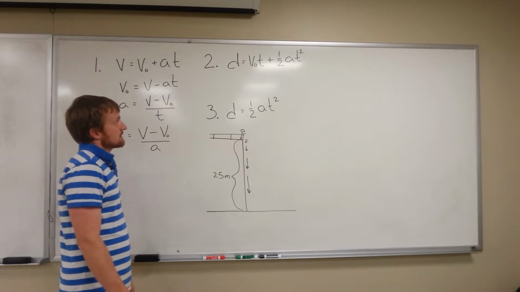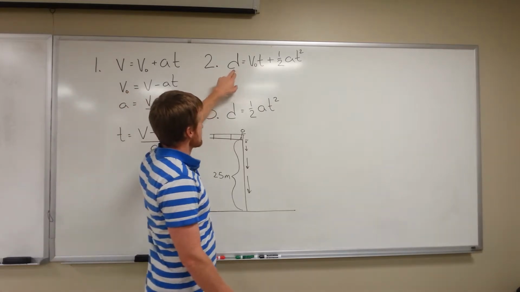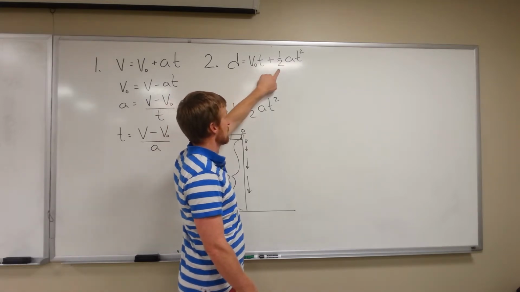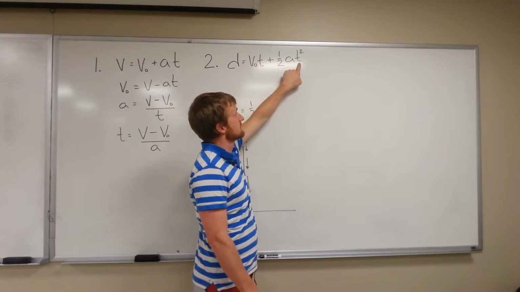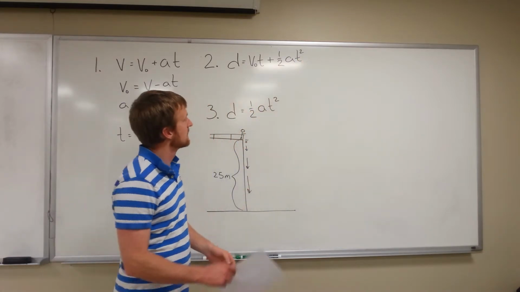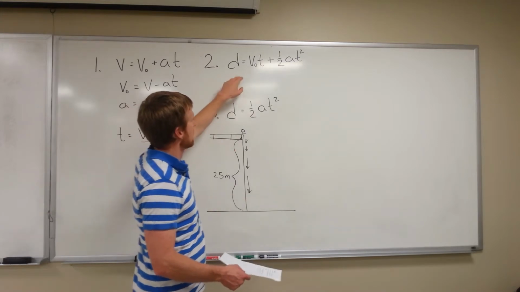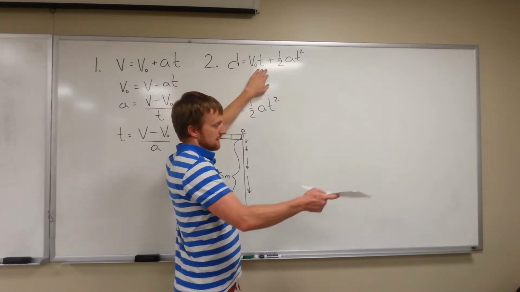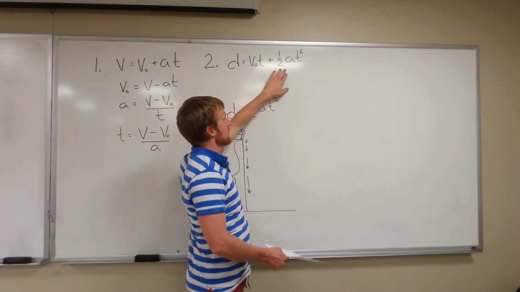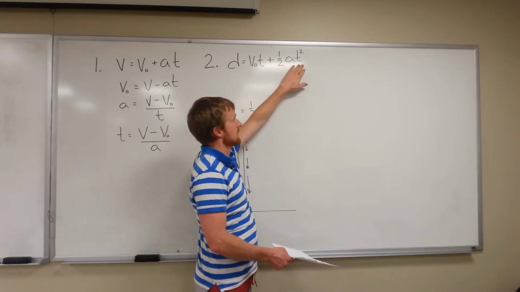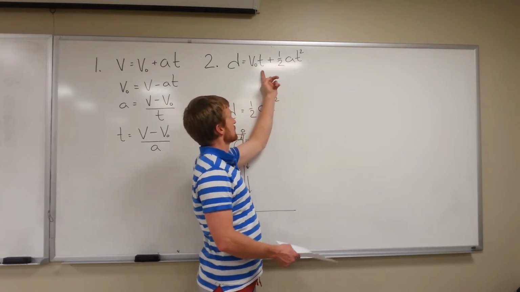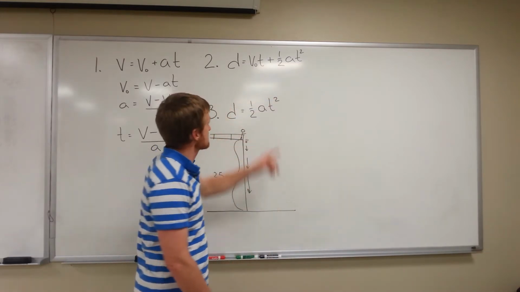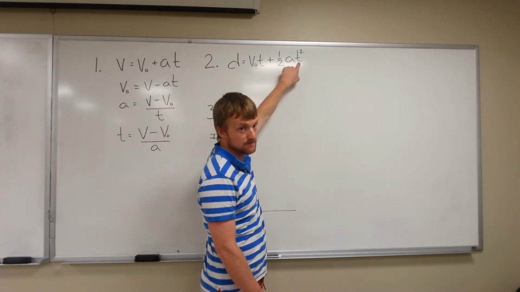Okay? So, number 2 here, d, distance, is equal to initial velocity times time plus 1/2 times acceleration times time squared. Okay? How far something went is equal to the initial velocity it was given times the time it was traveling plus 1/2 times the acceleration times the time it was traveling. Again, that value right there is the same as that value right there. So if it was traveling for 5 seconds, then that would be a 5 and that would be a 25.